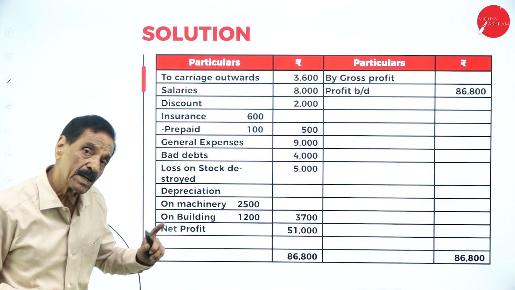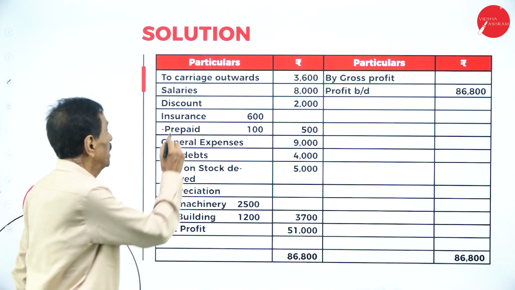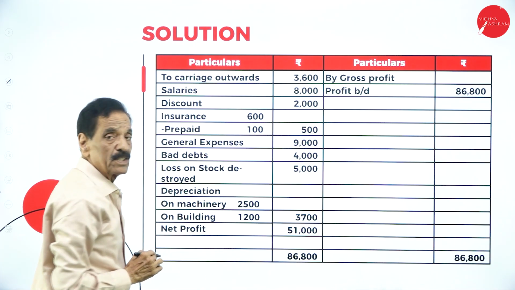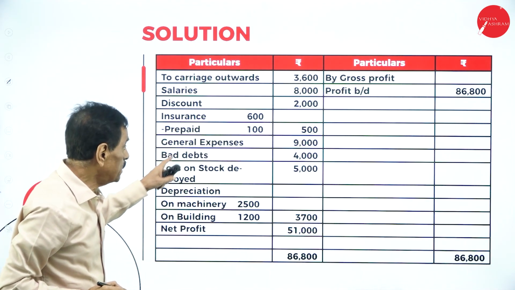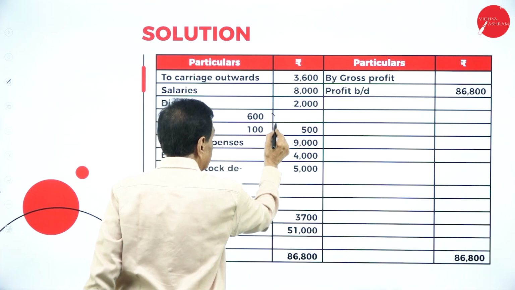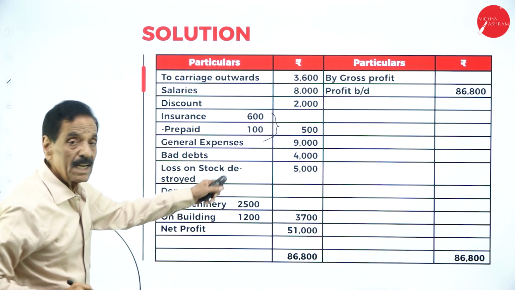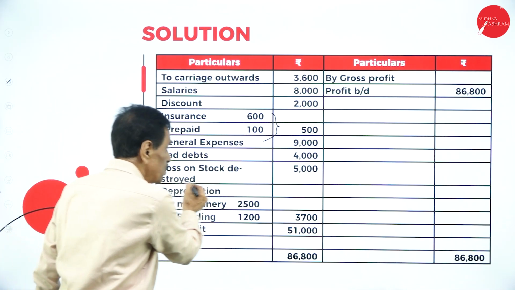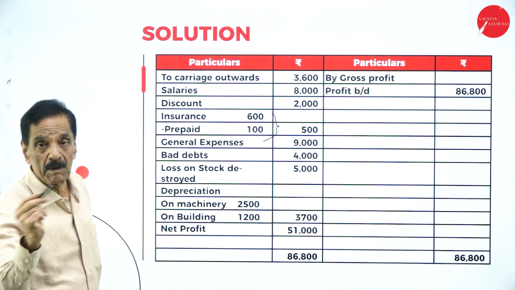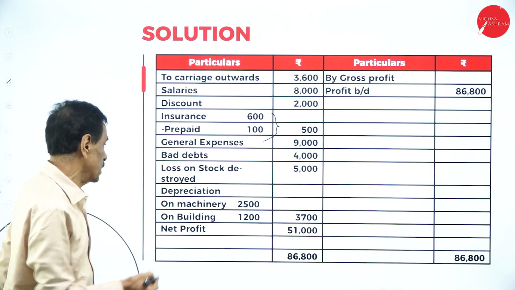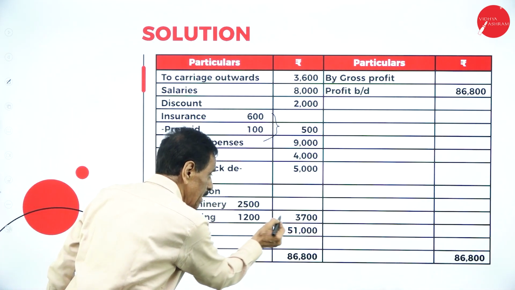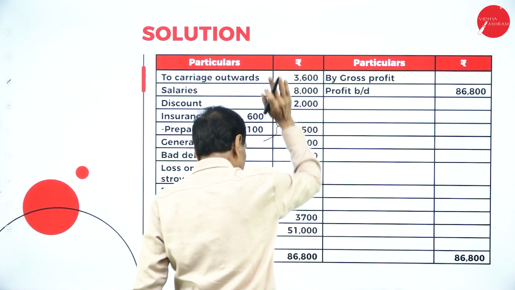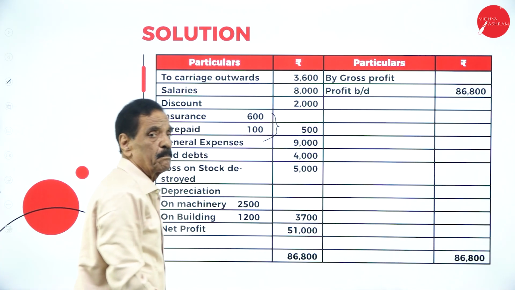All the expenditure items should be put on the debit side. Carriage outward is an expenditure. Salary is an expenditure. Discount is an expenditure. Insurance minus prepaid should be deducted. Then general expense is an expenditure. Bad debt is an expenditure. Loss on stock destroyed 30,000 minus 25,000, that is 5,000. Depreciation on machinery and depreciation on building 3,700. Here the credit side is more than the debit side. The difference is the net profit.